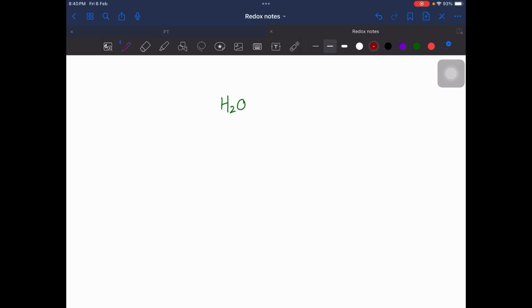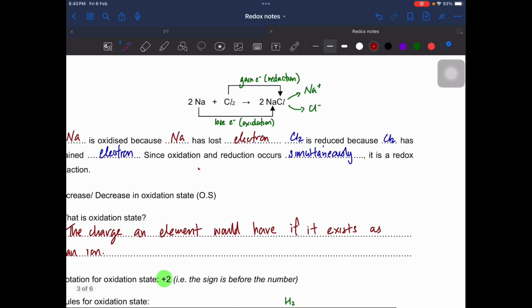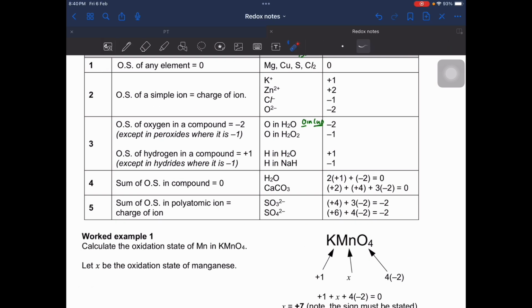Based on the rule that you have learned just now, this is a compound. So if I use the notes here, I'm looking at rule number 3. Okay, so in a compound, oxygen is usually a -2, hydrogen is usually +1. In addition to that, I'm also going to take a look at rule 4, whereby the sum must be equivalent to 0. So how does this work?